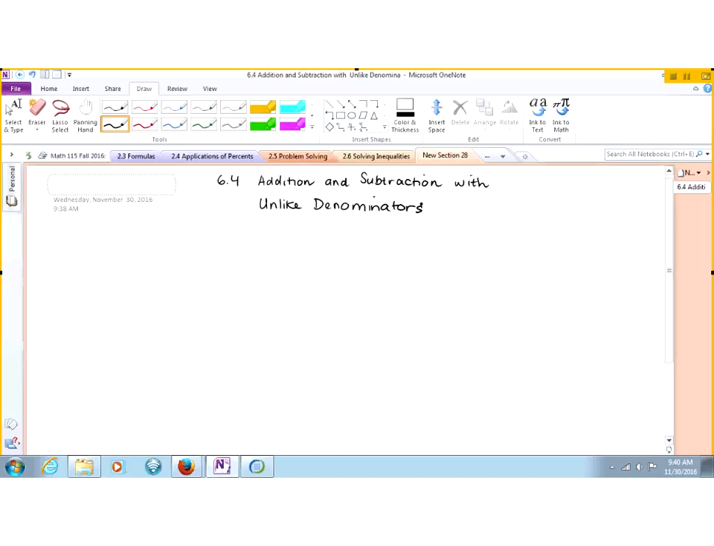Okay. So for example, this is not going to be too hard. So what do you do first? To add or subtract rational expressions with unlike denominators.